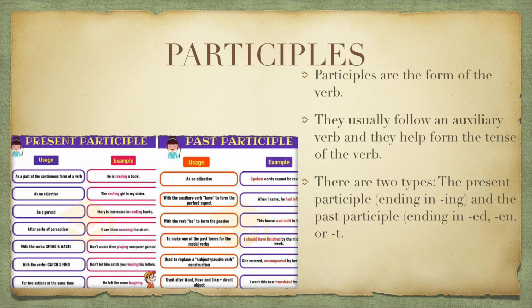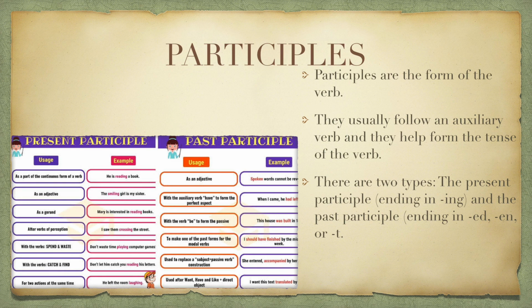Participles are the form of the verb. They usually follow an auxiliary verb or helping verb, and they help form the tense of the verb. We talk about 2 participles: the present participle, which will end in an ing, and the past participle, which can end in an ed, an en, or a t.